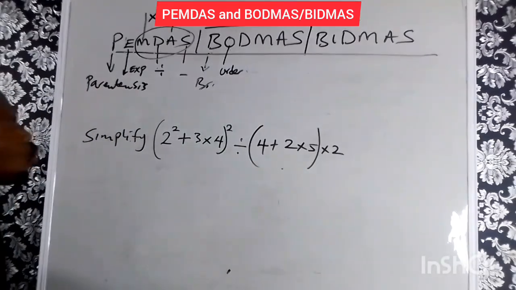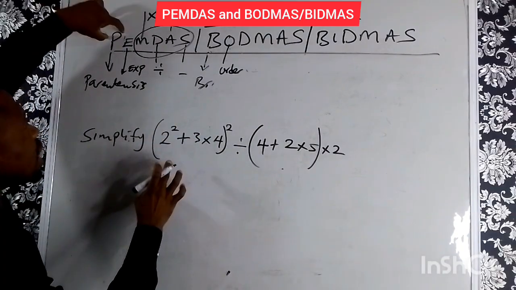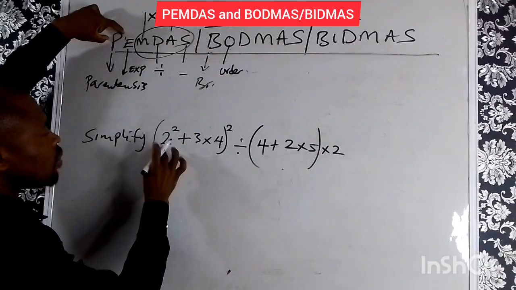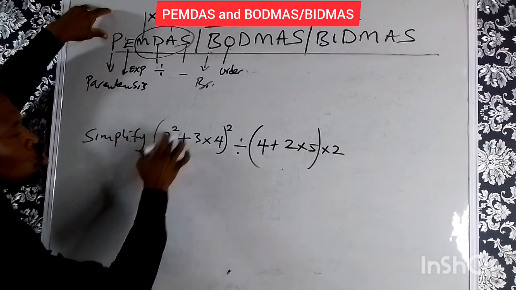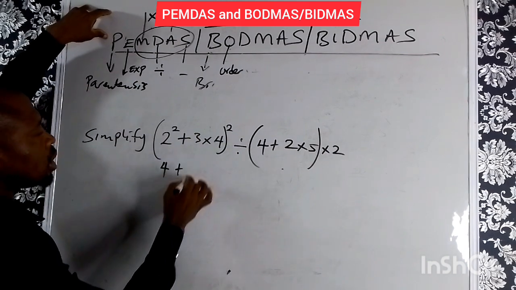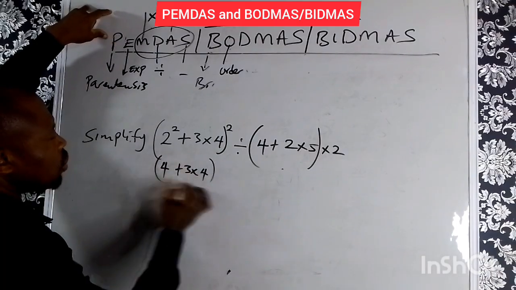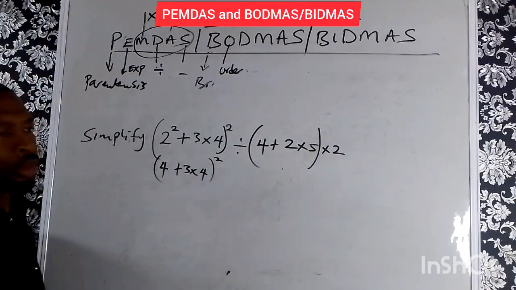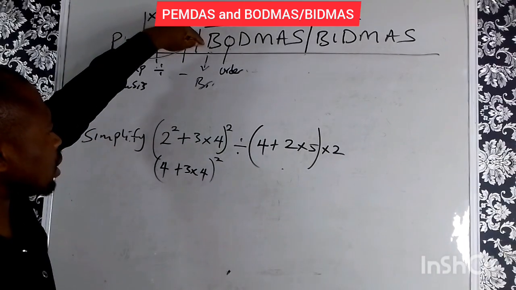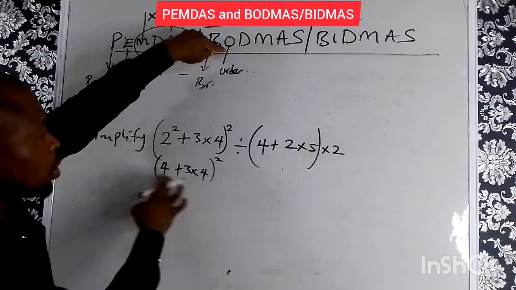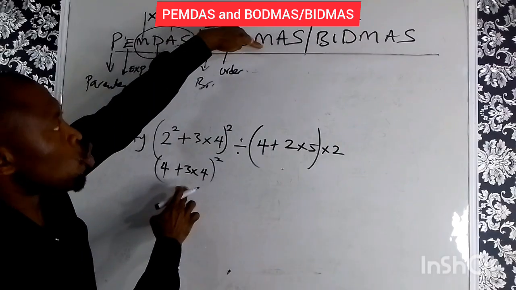Now, for this bracket here, we check the parentheses or the BODMAS, which will give us 2 squared is 4. 2 squared is 4 plus 3 times 4. Everything raised to power 2. We are dealing with everything in the brackets. Now, having looked at the brackets, there is no order, there is no exponent inside this bracket. There is no division inside this bracket. We now move straight to multiplication.